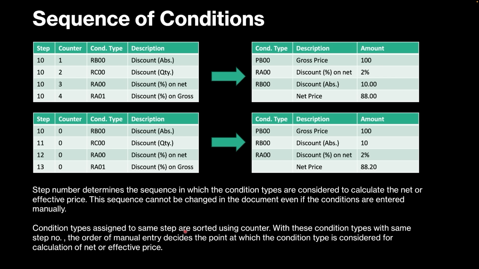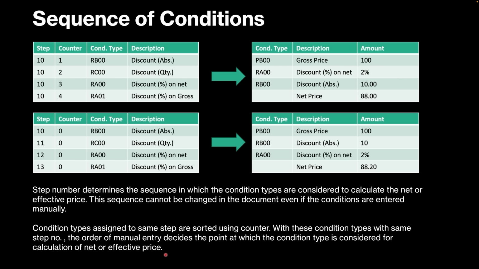Condition types assigned to the same step are sorted using the counter. So if you have all these condition types with the same steps, based on the counter, the system will pre-propose those conditions in the pricing. But if you have marked certain condition types as manual, then the system will not pre-populate them and you can enter them manually as per your requirement. And based on the sequence in which you enter them manually, the system will do the calculation. So with these condition types with the same step number, the order of manual entry decides the point at which the condition type is considered for calculation of net or effective price.